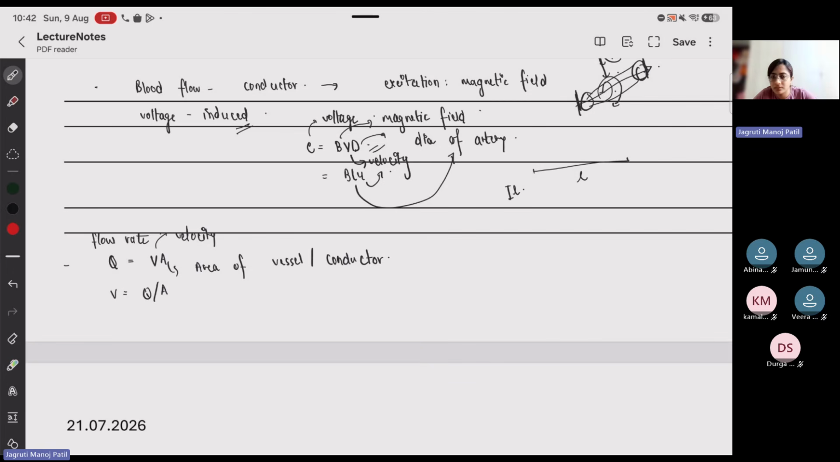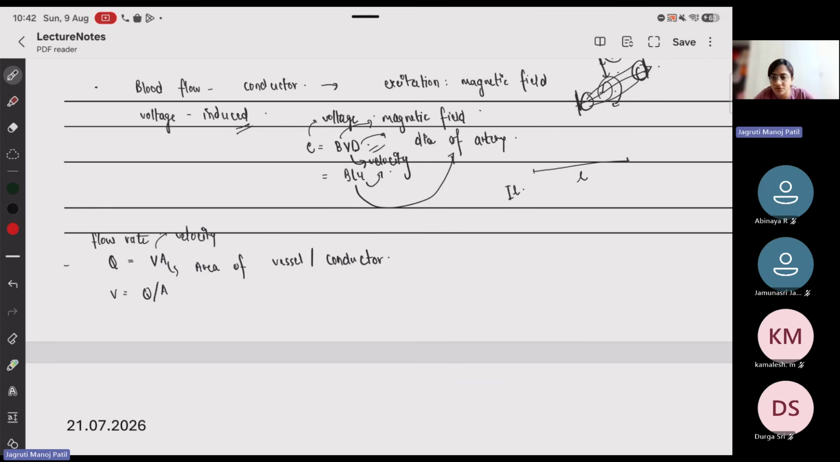So you have these relationships. What if you try and input it here? You have a velocity component there also, right? So you see E is equal to B times D times Q by A, where we substituted velocity, and D is the diameter, right? And now what is area? Area is pi r square.